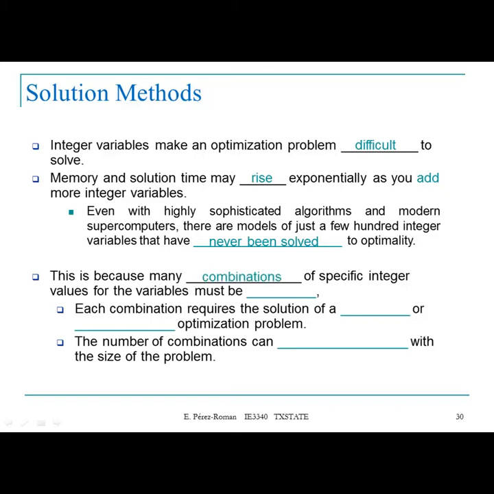This is because many combinations of specific integer values for the variables must be tested, and each combination requires a solution of a linear or nonlinear optimization problem. The number of combinations can rise exponentially with the size of the problem. And in this class, we're going to look at the very simple case in which we only have two variables, and we're going to see how the process works for finding solutions for an integer program.